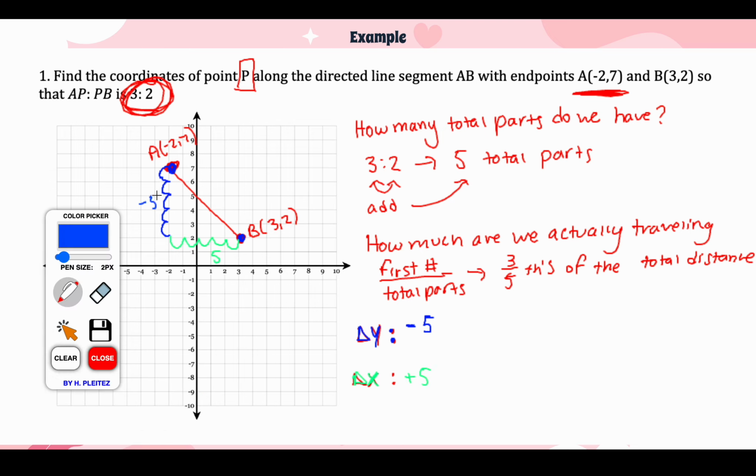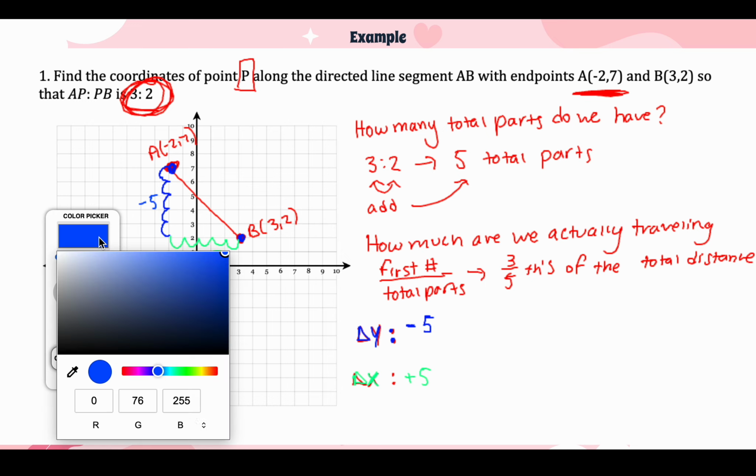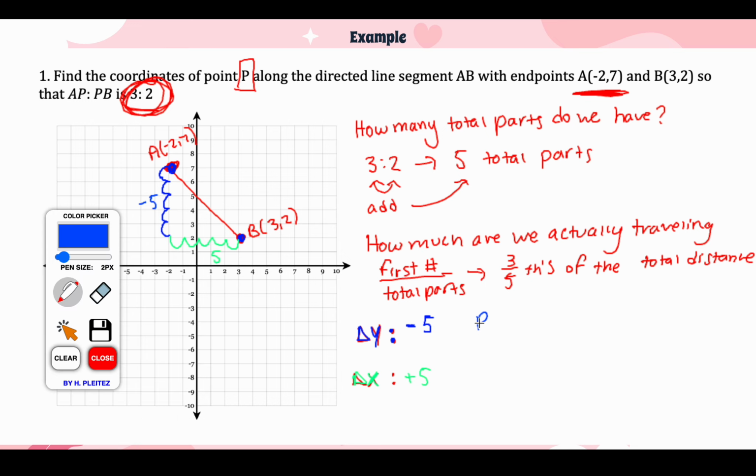Now this is huge because to go the full way, I need to go down 5 and I need to move to the right 5. But we don't want to go the full way. We only want to go 3/5 of that way. So let's first find our y coordinate.